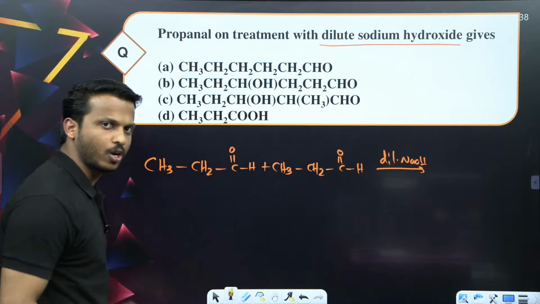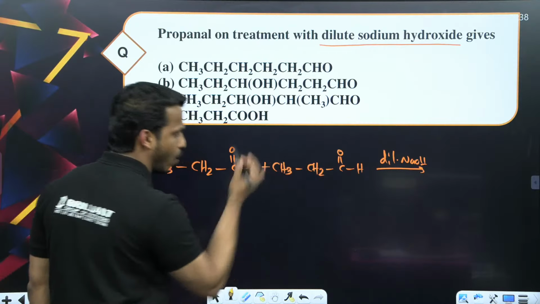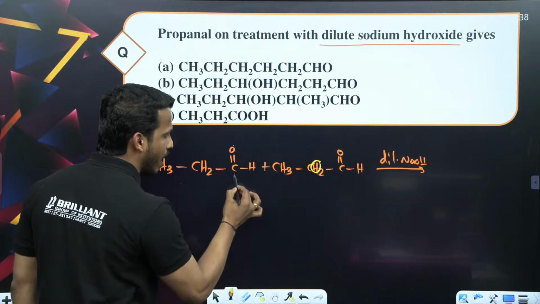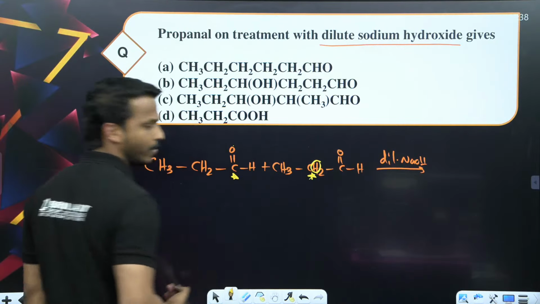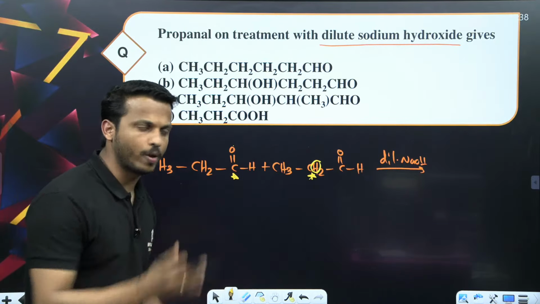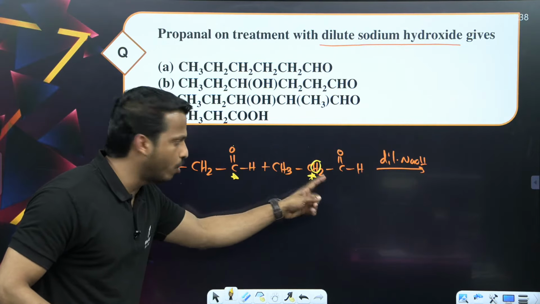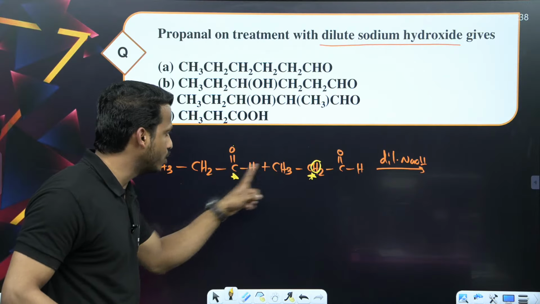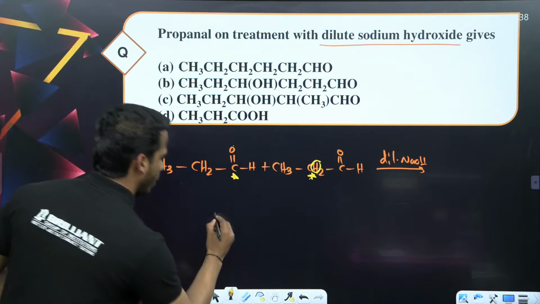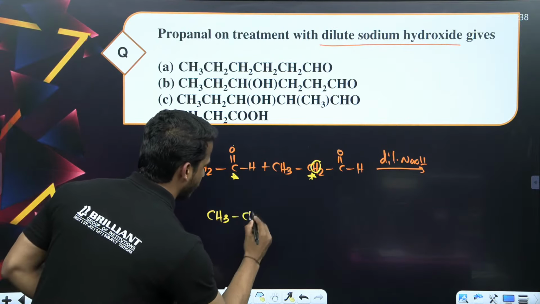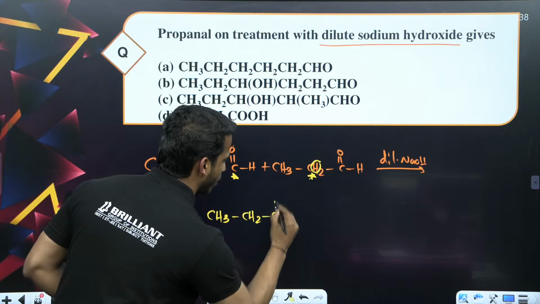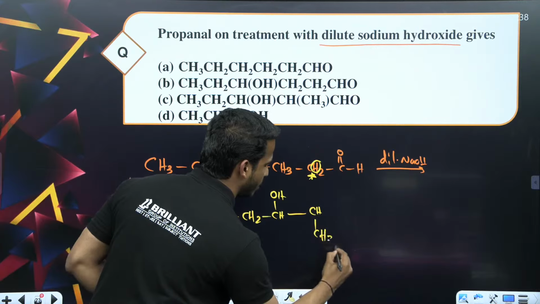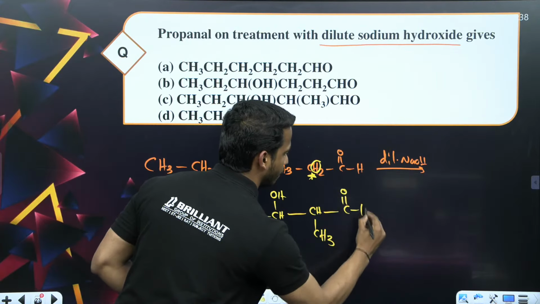How to do the process in aldol? In a very simple manner, take the second compound. Take one alpha hydrogen, give it to this oxygen to make OH, and connect these two carbons. You will get the compound CH3, CH2, CH, OH, connected to the carbon CH on which one CH3 is already there, and CHO is there.